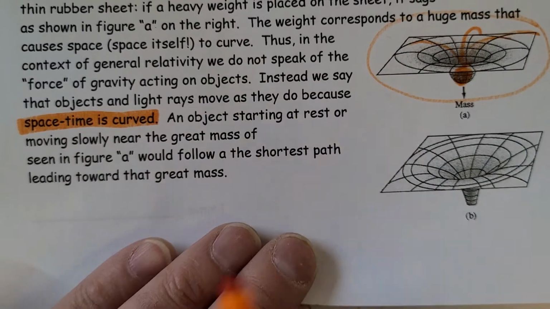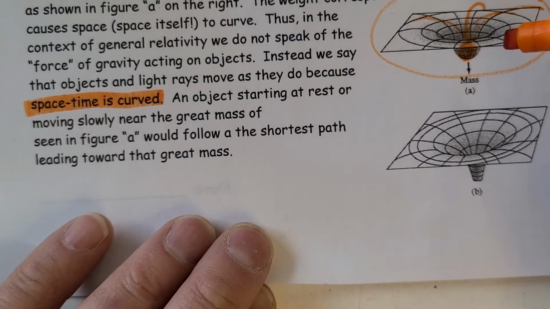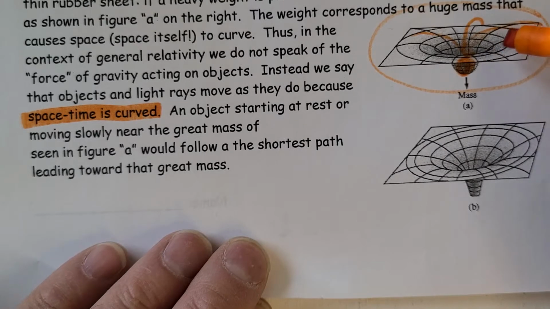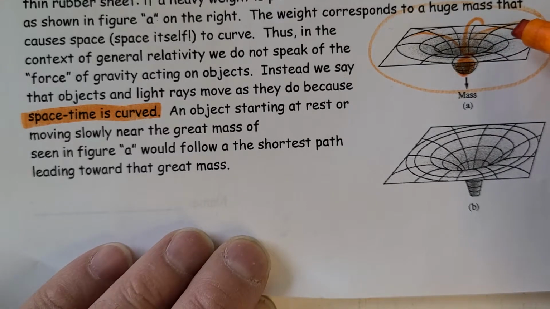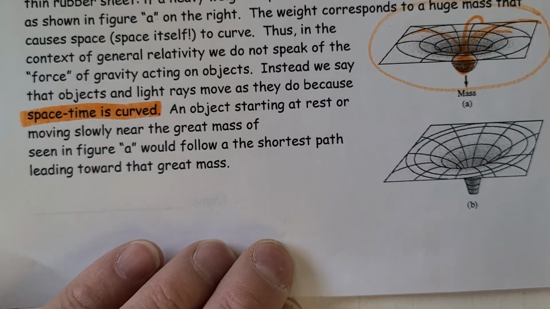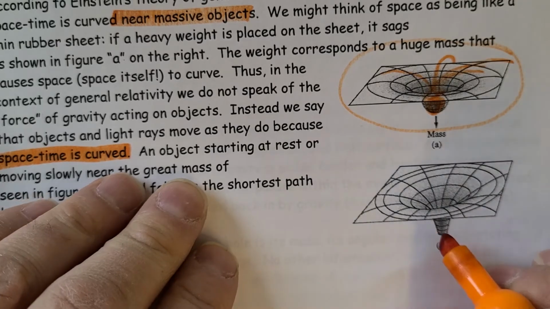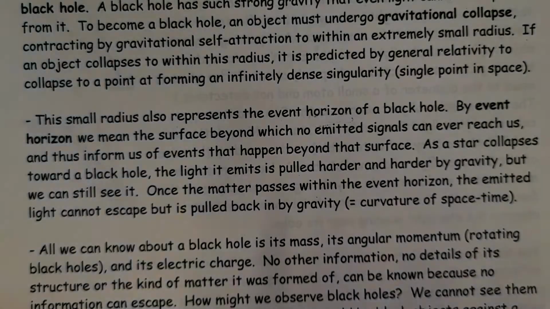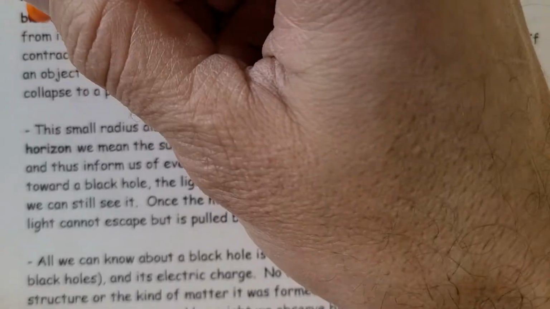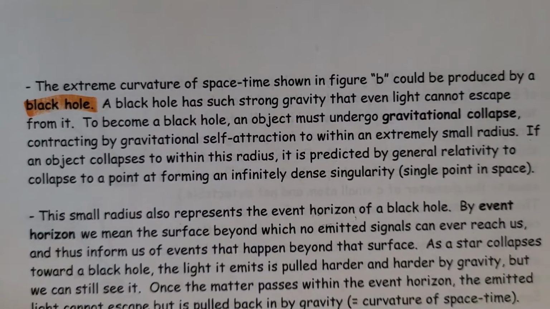An object starting at rest or moving slowly near a great mass, as seen in figure A, would follow A, the shortest path, leading to that massive object of great mass. So if you look at this great curvature of space itself, it could be produced by a black hole, because it'd have to be a fairly massive object to cause that much warping.